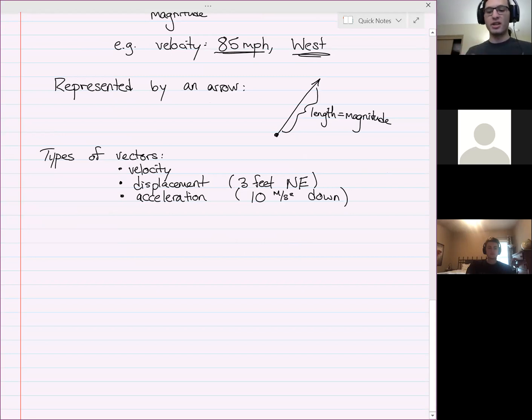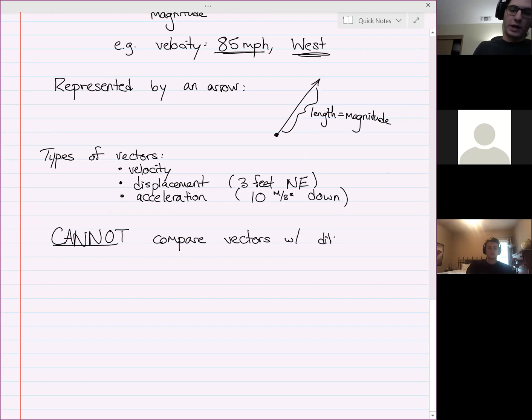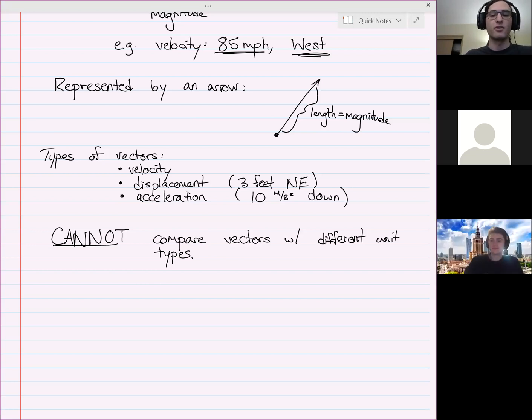Something that I very much want to stress is that you cannot compare vectors with different unit types. Sure, you can compare a displacement vector of 1 inch in the west direction with 2 miles in the west direction. Those are reasonable to compare. But you cannot compare, say, a velocity, which has a unit type of meters per second, with an acceleration, which has unit type of meters per second squared. It's just nonsensical. It'd be like asking, is 3 meters per second bigger or smaller than 6 inches? It's just a nonsense thing to do. So please try to avoid talking about how a velocity is bigger than an acceleration or something along those lines. It's very easy to screw up, but it's just a general warning.